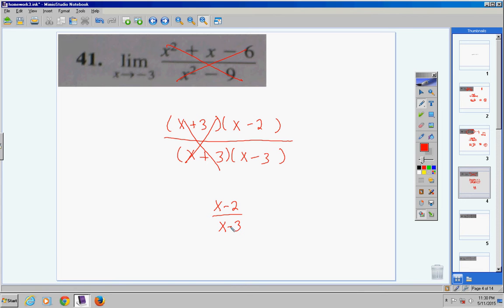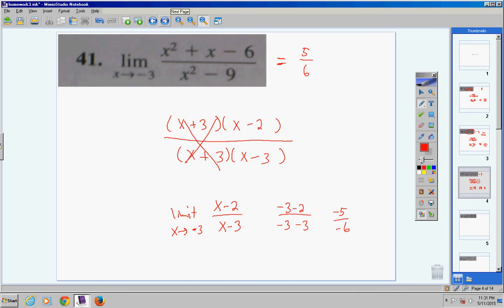So now I'm going to find the limit of this expression here as x is approaching negative 3. Where this x is, I will put a negative 3. Where this x is, I'll put a negative 3. And I end up with negative 5 over negative 9. That's incorrect. Negative 5 over negative 6. Negative over a negative is a positive. So my answer would be positive 5/6. So the limit of this expression here as x approaches negative 3 is 5/6.